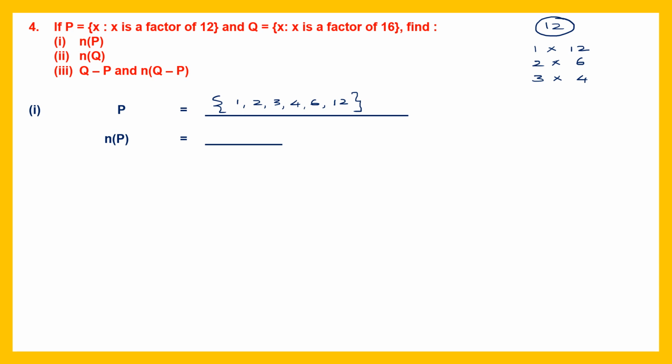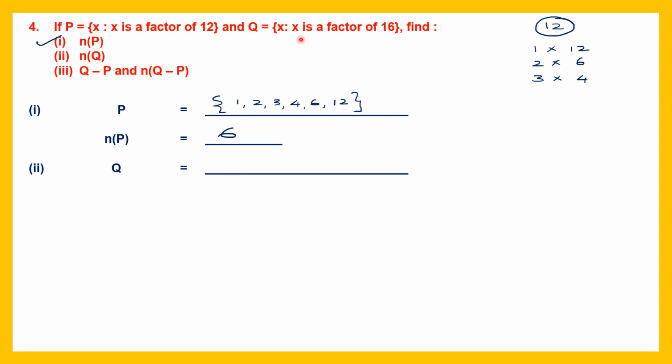Now, what is the cardinal number? This is the first question. What is the cardinal number of set P? Let's count. 1, 2, 3, 4, 5, 6. The cardinal number of set P is 6. So all you have to do is write 6. Next is, let's write down the elements of set Q.